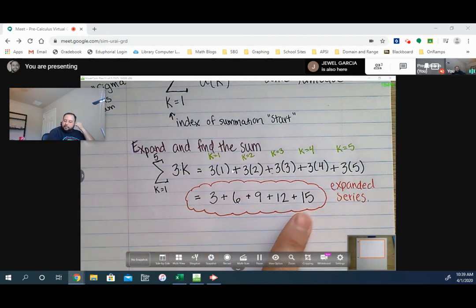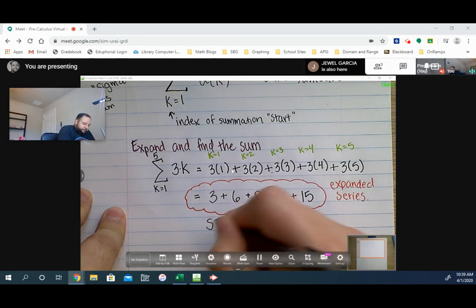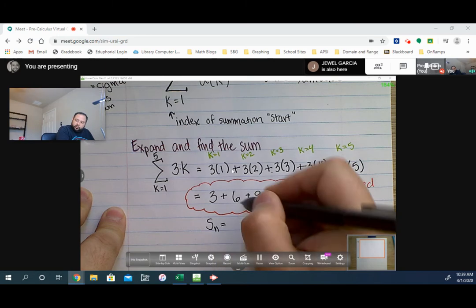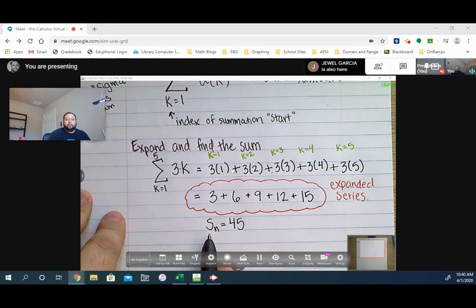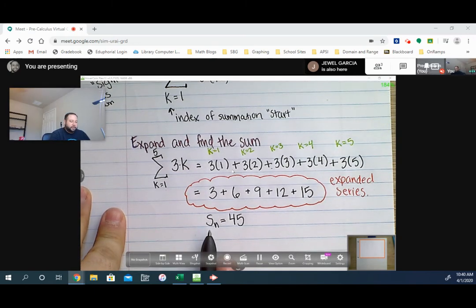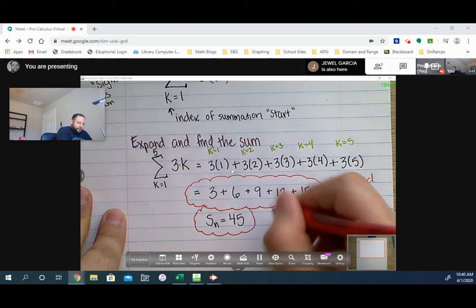And then to find the sum, it says, and find the sum. So to find the sum, all you do is add them all up: 3 plus 6 plus 9 plus 12 plus 15, and that's the sum. So the sum for this would be S sub n, we're going to use this notation, is equal to 45. S just stands for the partial sum. The partial sum is equal to 45. When you add all those up, you get 45. So that's your sum.